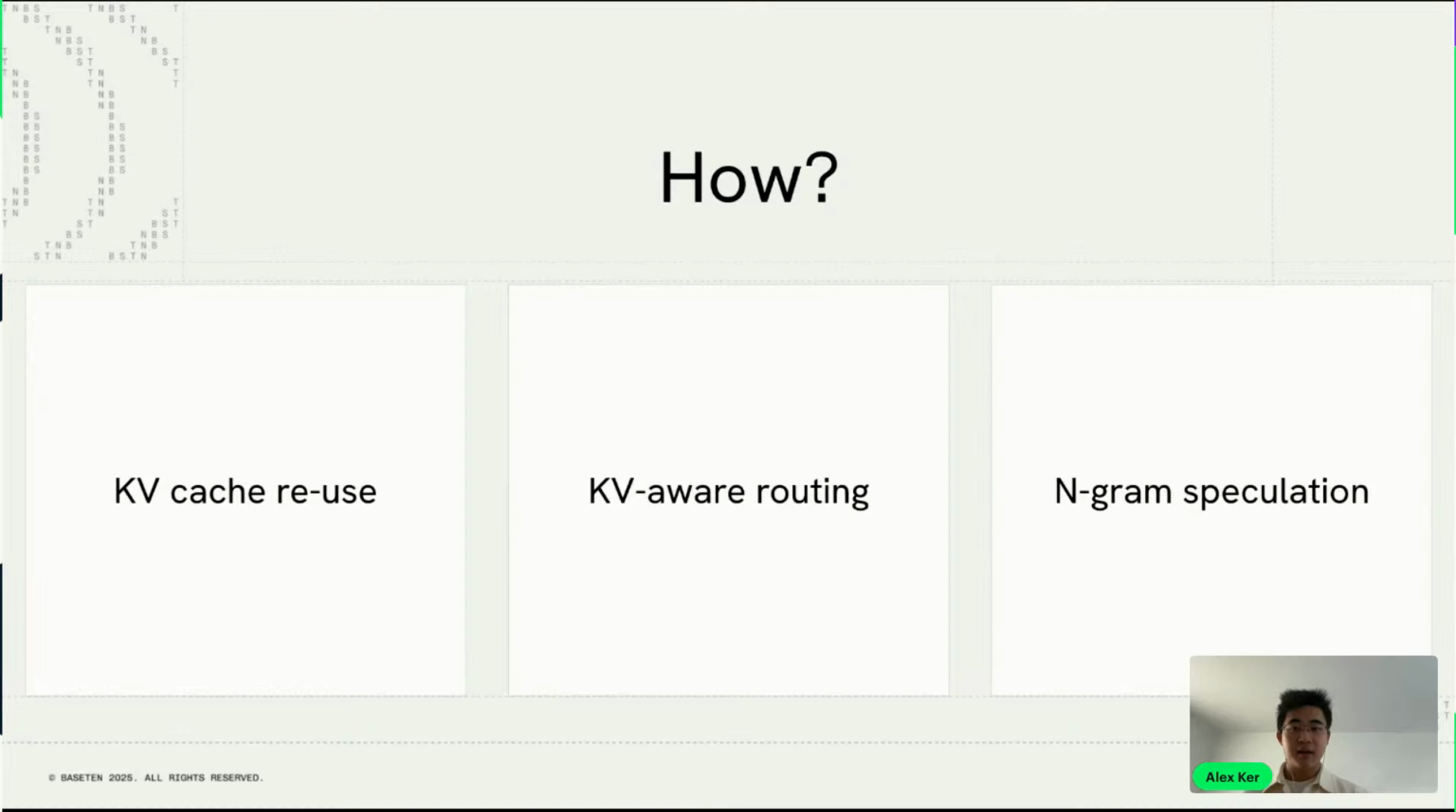The second technique is KV-aware routing, which means users on the same conversation thread will be routed to the same replica on the inference server where the cache is already built. And lastly, we used an n-gram dictionary, which is a speculative decoding technique. The dictionary matches prefixes to likely suffixes and is really awesome for constrained languages like code.